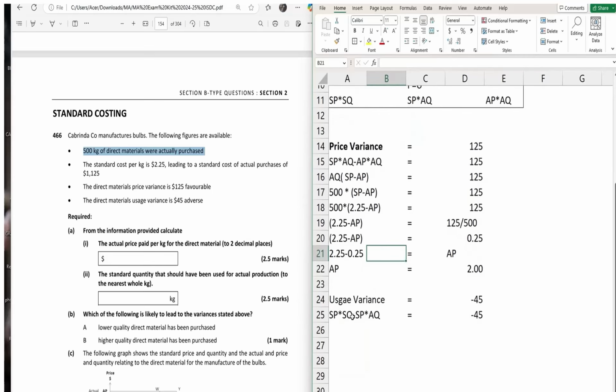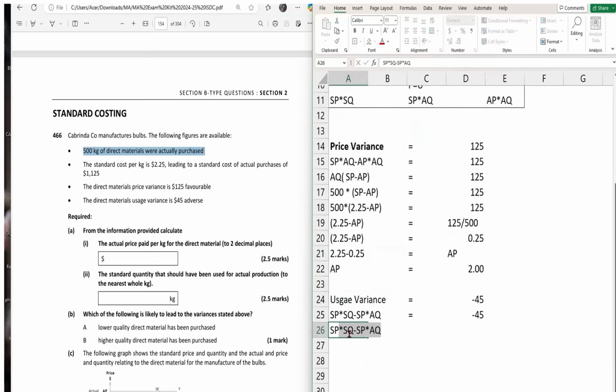Now you can see SP is common in both of the figures. Now we will take the common SP, and SQ minus AQ equals your minus 45. Now what is the SP? SP is given already in the question, 2.25. That's your standard cost per kg. And SQ we need to find out. AQ is given, that's 500, right? That's the 45. Yes, now we got our figures.